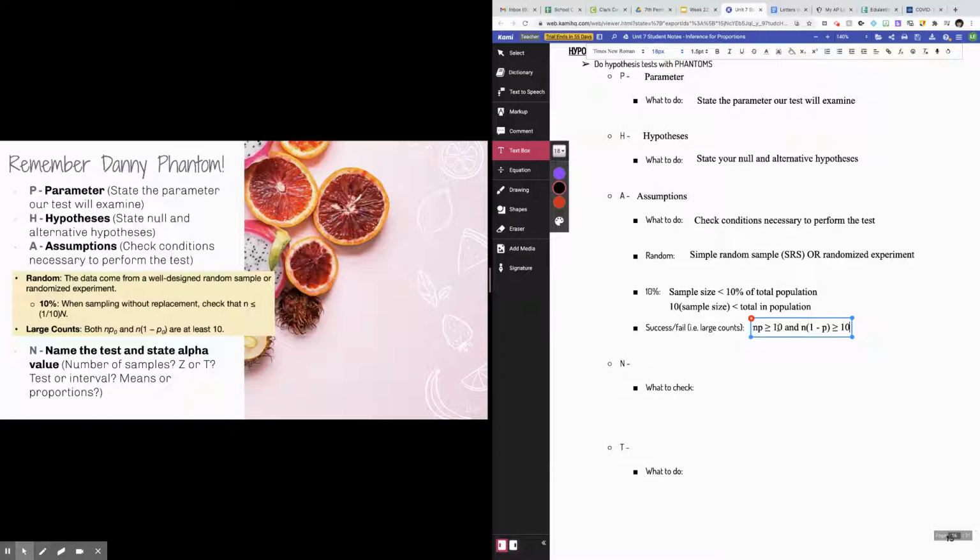Now, the difference between doing this condition, the success-fail condition, with hypothesis tests over confidence intervals is with hypothesis tests, you actually do have, technically, the true value, right? Because you have a claim as to what the true value is. So here, each of these, right, p in both of these instances is the parameter value, so the true proportion, right, which comes from your null hypothesis, so the claim in the null hypothesis.